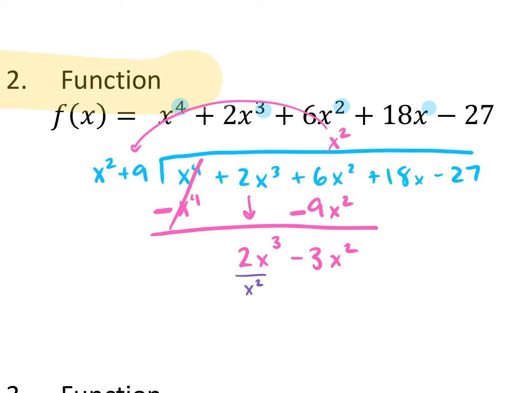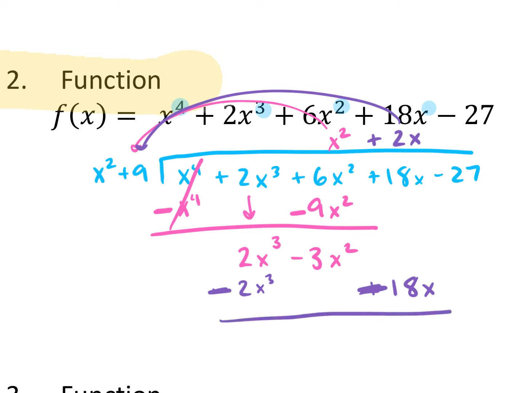So I divide the 2x cubed by x squared. So 2x cubed divided by x squared is what? 2x. So then once I write it out front, I multiply it by everything on the outside. So 2x times x squared would be 2x cubed. 2x times 9 would be 18x. So I have to write that under my x. So 18x. Change the sign, and combine.